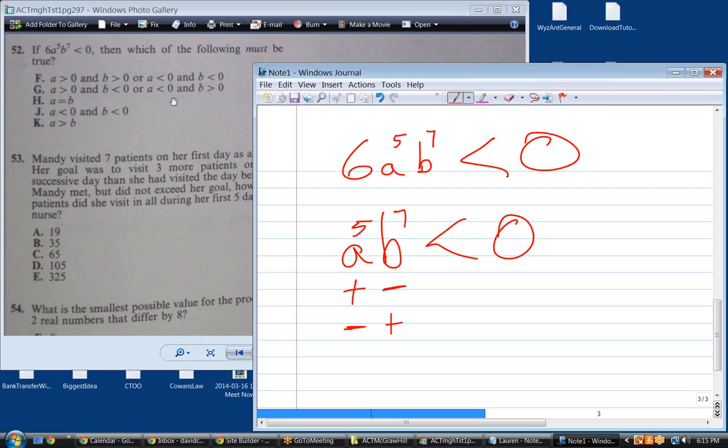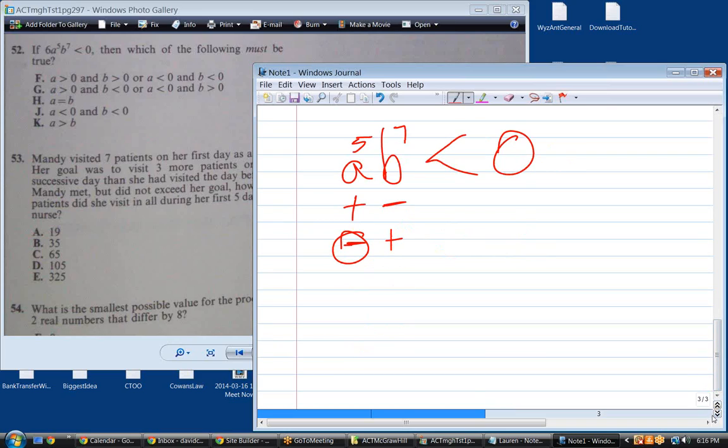And this problem really isn't hard. Even though it's 52, it's not hard. It merely requires you to know that when you take a negative number to an odd exponent, it stays negative. When you take a positive number to an odd exponent, it's positive. So that's the only two principles you really need to know to figure out this problem.